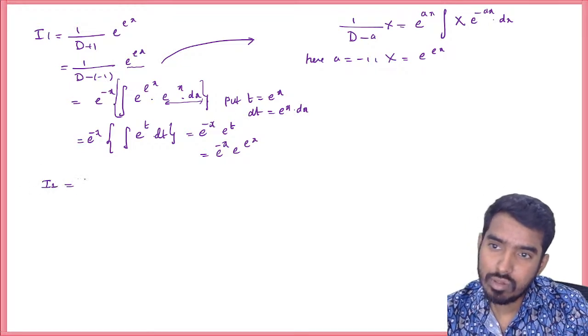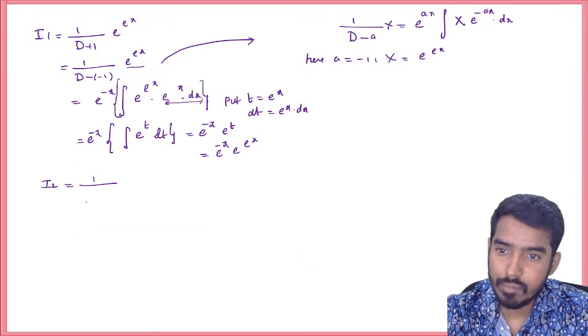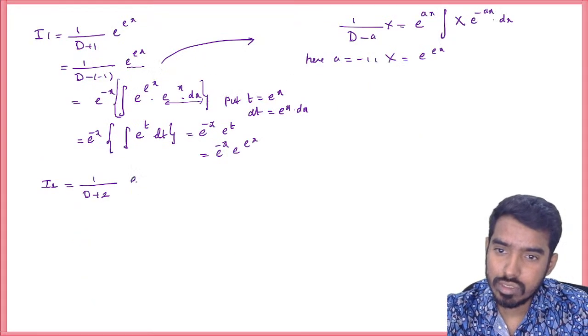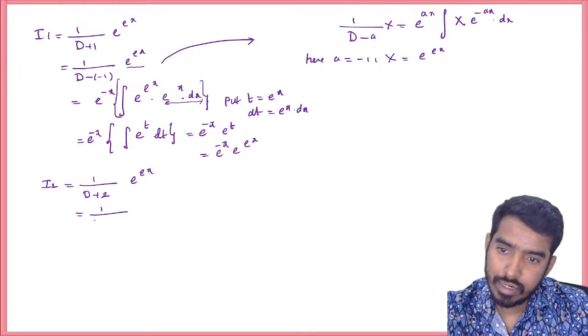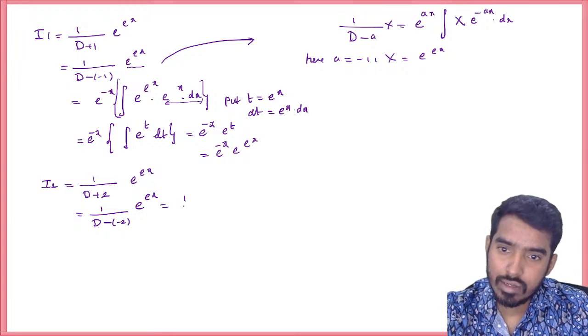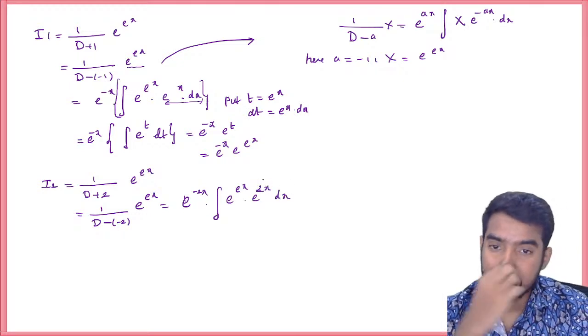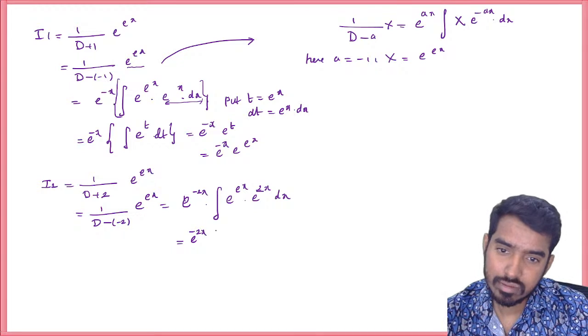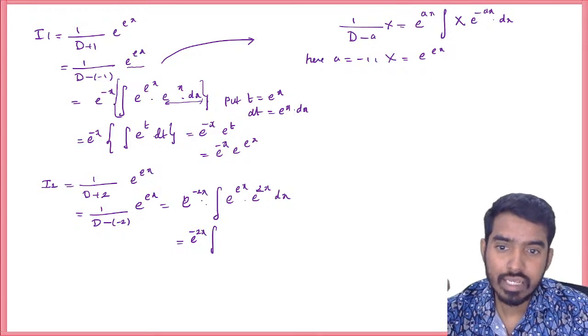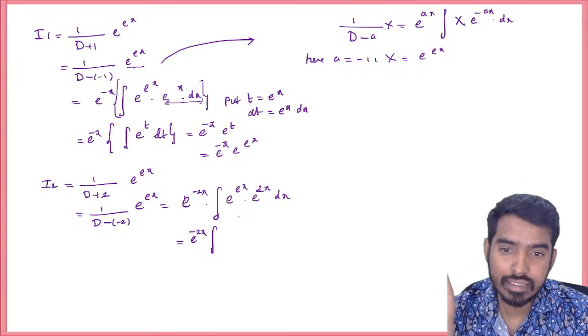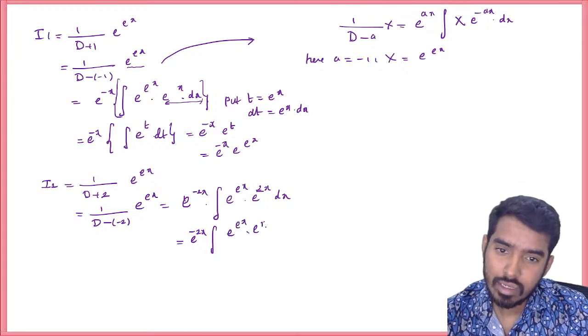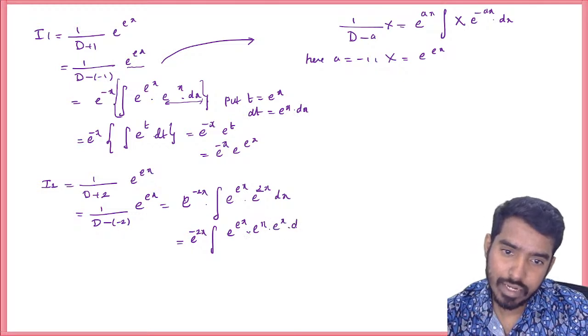Similarly, you find I2. What is I2? 1 divided by d plus 2 e power x. So 1 divided by d minus of minus 2 e power x. The same as what? E power ax integration of x into e power minus ax, which will be plus 2x dx, right? So this will be e power minus 2x integration of, you have to integrate only this term, right? Even though it is a function of x, you take it outside and integrate this only. This is e power x. I'm going to write e power 2x as e power x into e power x dx.